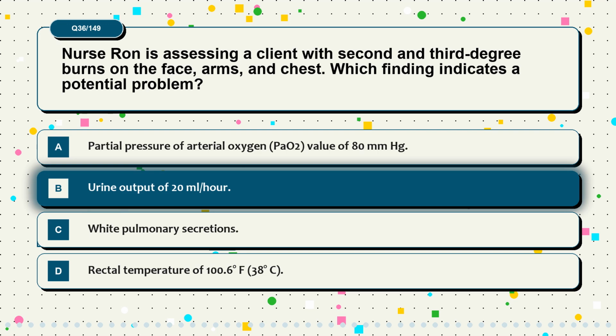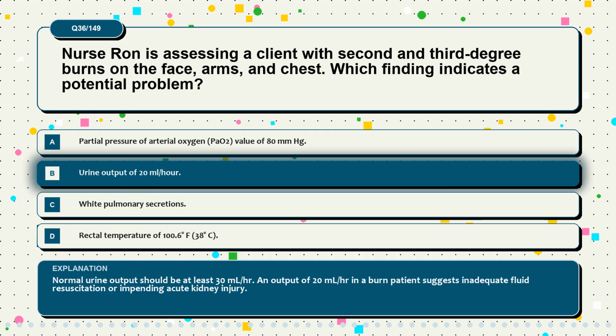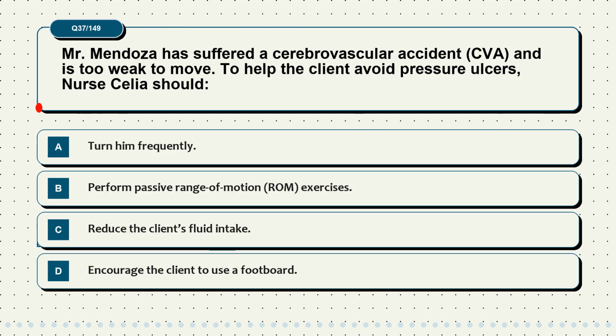The correct answer is option B. Urine output of 20 ml/hour. Normal urine output should be at least 30 ml/hr. An output of 20 ml/hr in a burn patient suggests inadequate fluid resuscitation or impending acute kidney injury. Question 37. Mr.